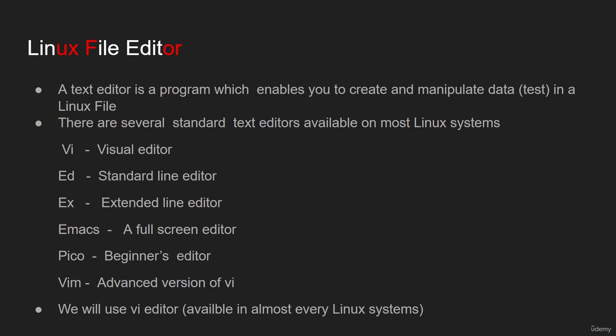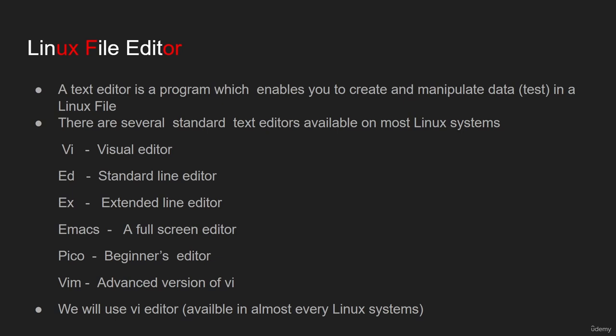There are several standard text editors available on the Linux system. In most Linux systems, VI is the most commonly used, and that's why we will use the VI editor, because it is available in almost every Linux system. There are also other standard editors, for example ED, which is the standard line editor, EX, the extended line editor, Emacs, a full screen editor, Pico, a beginners editor, and VIM, which is the advanced version of VI. Linux has both VI and VIM, and today we are going to use the VI visual editor.